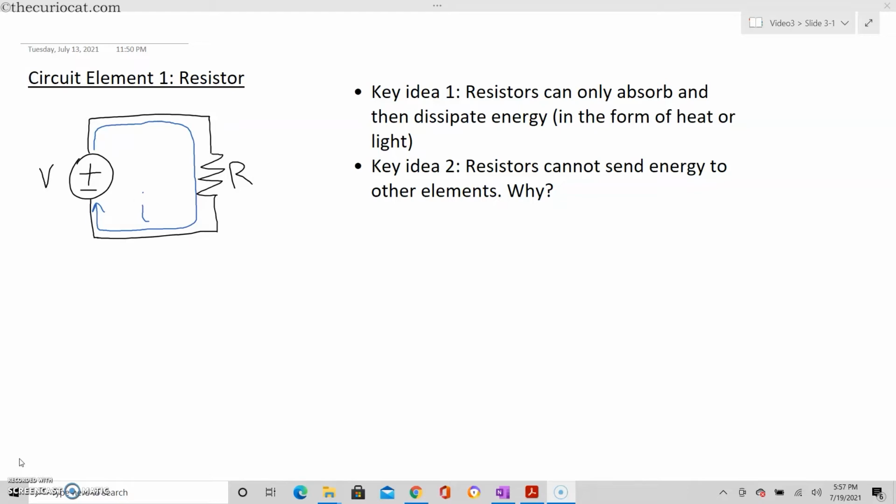For example, capacitors are elements that can store energy in electric fields. Inductors are elements that are able to store energy in the form of a magnetic field. That means that in certain conditions, capacitors and inductors can actually send energy back to other elements.